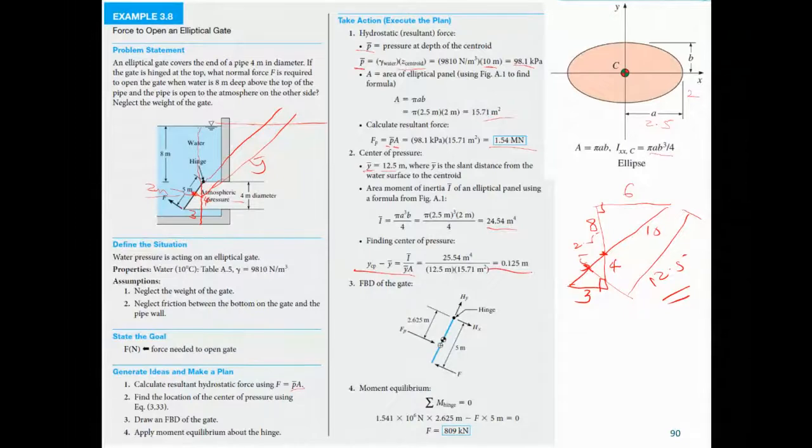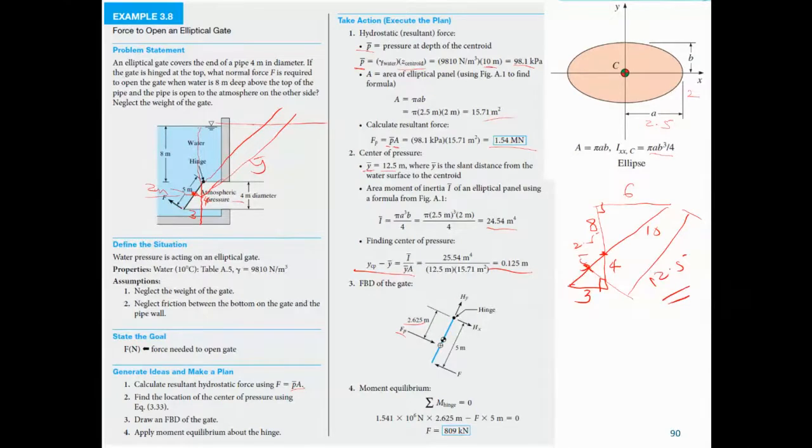Which is 0.125 below the centroid. The centroid is at 2.5, so 2.5 plus 0.125, which is 2.625. Now we draw the free body diagram. We have the hydrostatic pressure force acting at the center of pressure at a distance of 2.625 from the hinge.